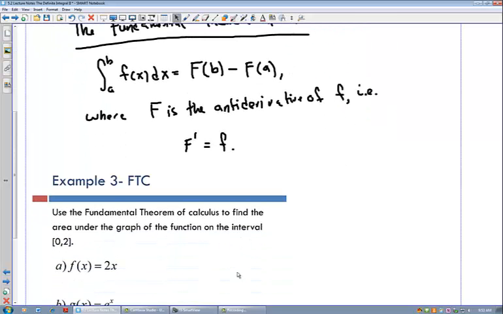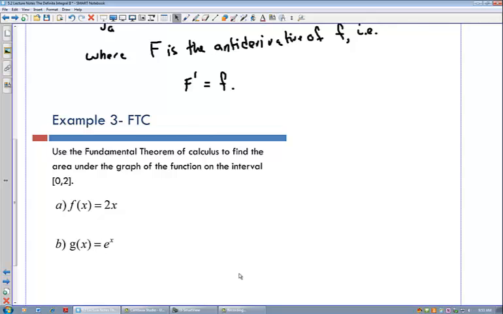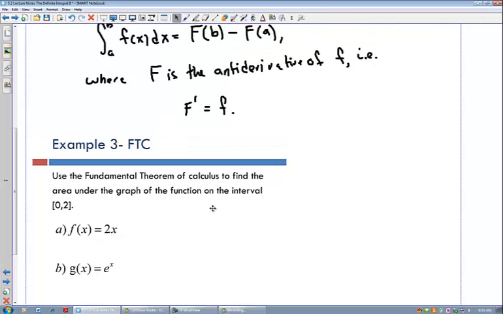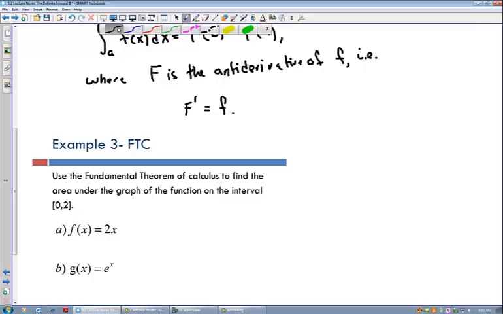So down here we have example 3 using the fundamental theorem of calculus. It says use the fundamental theorem of calculus to find the area underneath the graph of the function on the given interval 0 to 2. So what you want to do is find this definite integral. Let's take a look at part A. We want to find the integral from 0 to 2 of 2x dx by using the fundamental theorem of calculus.